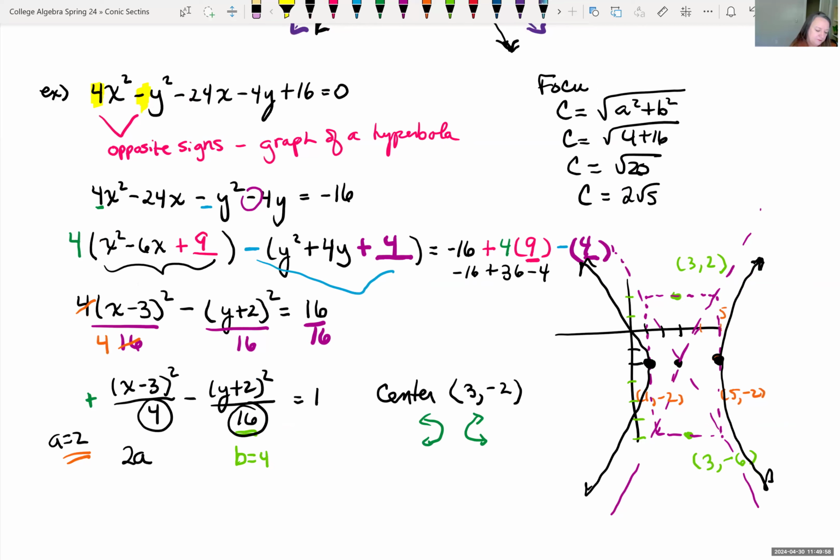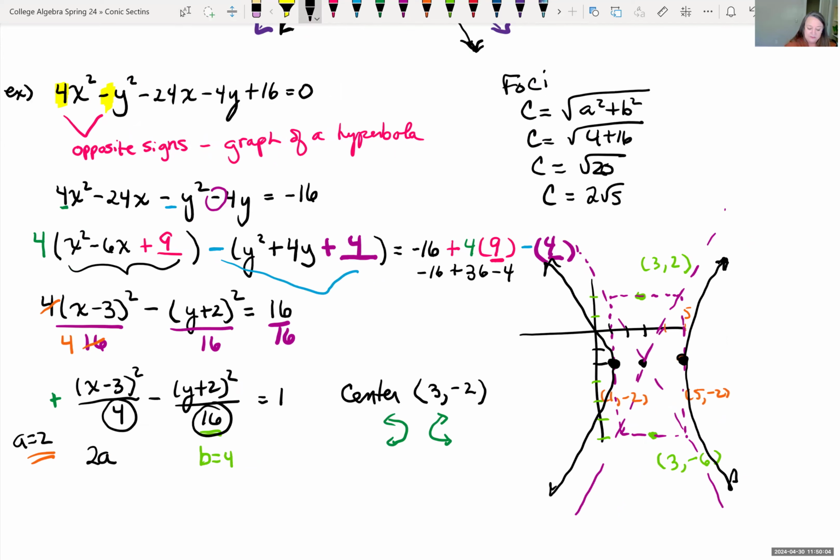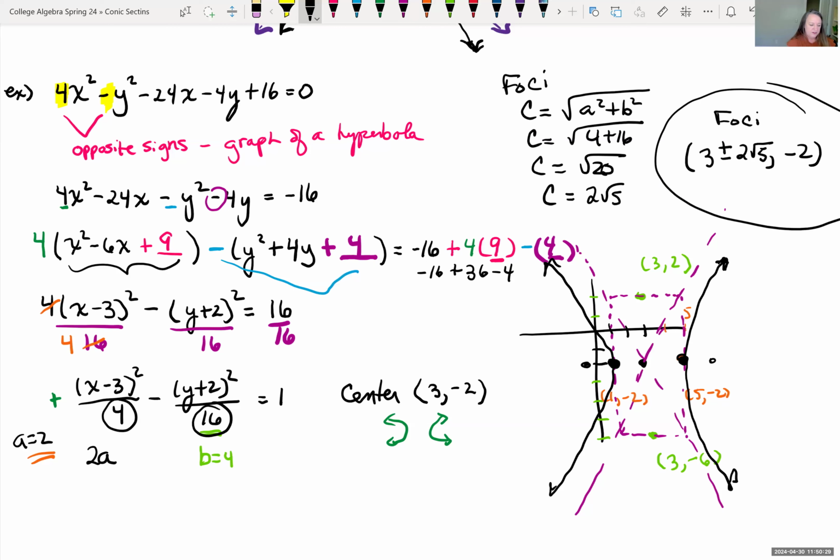So for our foci, we are going to the left and right 2 root 5. It's always going towards the foci. So my h value, which is 3 plus or minus 2 root 5, and my y value is going to stay the same of -2. So given an equation not in standard form, we were able to put it into standard form and graph it.